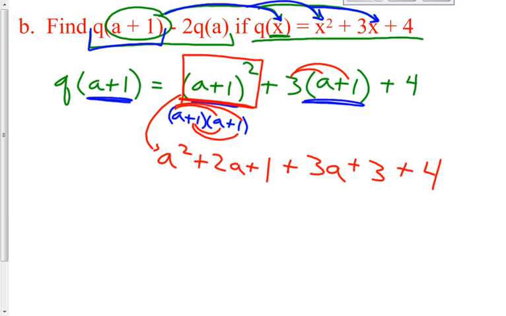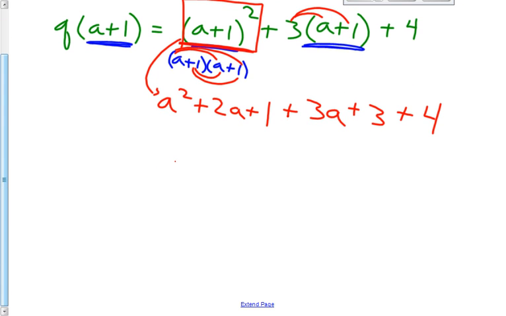Combining like terms, a squareds, there is one of them. Let's get all of our a's together. 2a and 3a makes 5a. And then 4 plus 3 plus 1 is 8. a squared plus 5a plus 8.